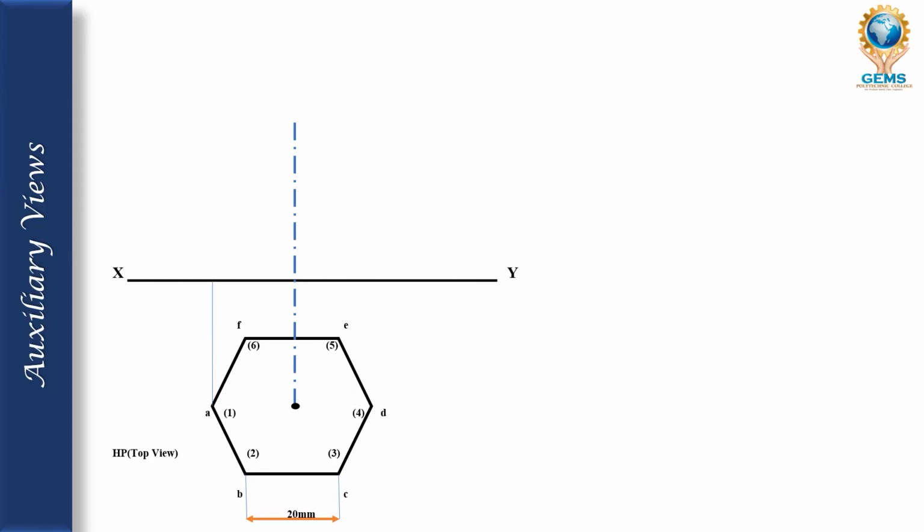And next, draw a line from A to XY. It must touch the XY line. Start from B, connecting F, and finish it on the XY line. Start from C, connecting E, and finish it on the XY line. And start from D and finish it on the XY axis, a straight line.